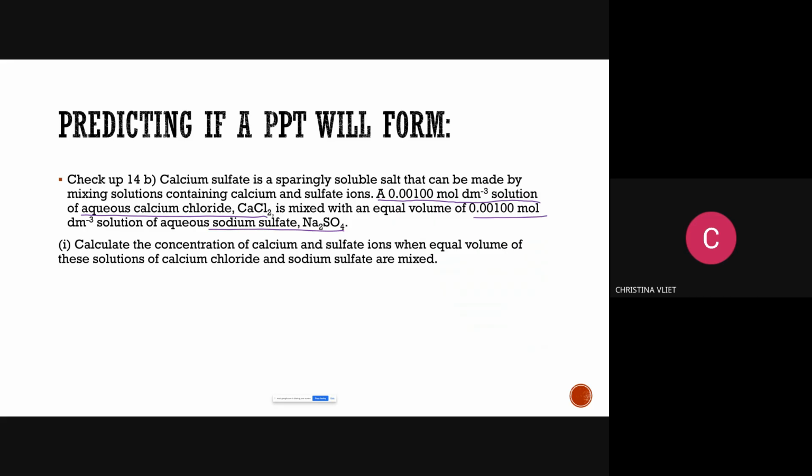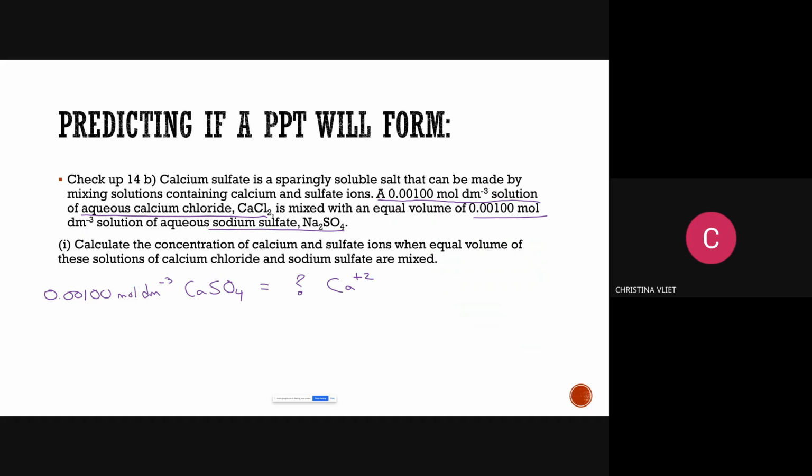You're mixing equal volumes. So knowing that I have a 0.00100 mol dm-3 CaSO4, the question is asking, how much is the concentration of Ca2+? Can you figure that out in this solution? I think it's 0.00100 because there's only one Ca. Right. Yes.